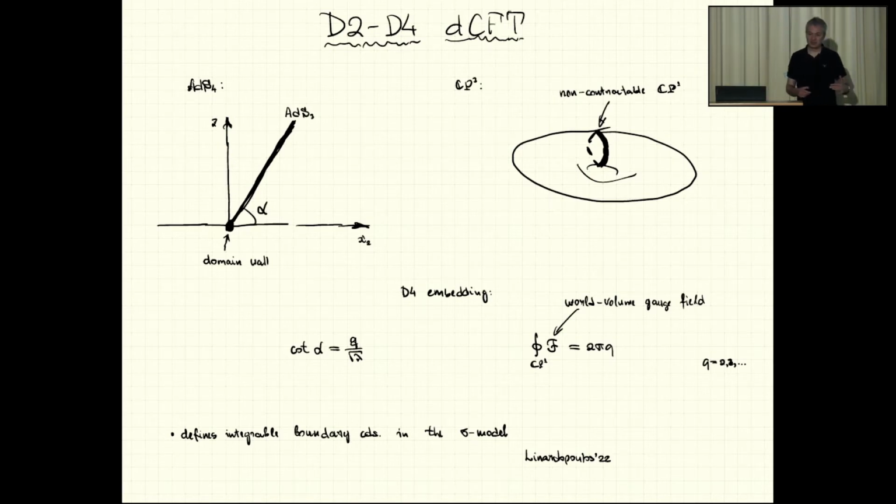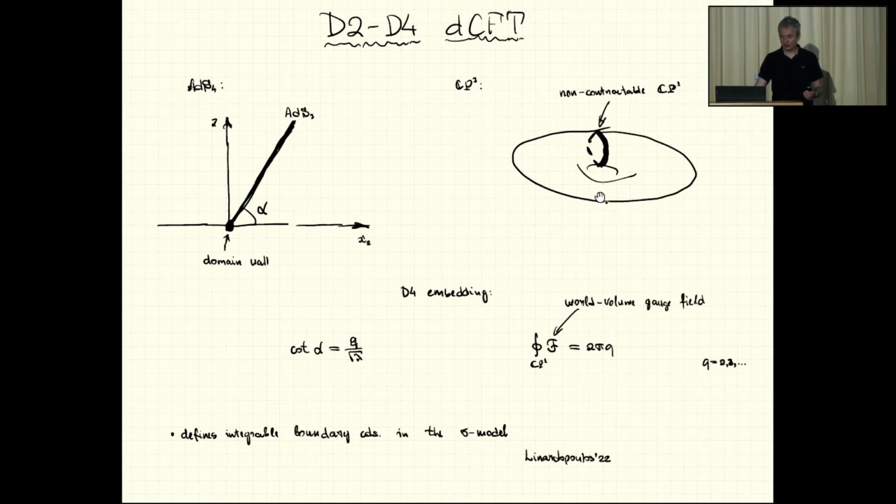And then it extends in the bulk and becomes an AdS3 embedded in AdS4 at an angle alpha that in fact is related to this parameter Q, which is just the number of units by which the gauge symmetry is broken.